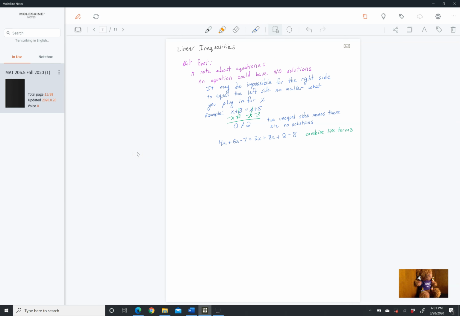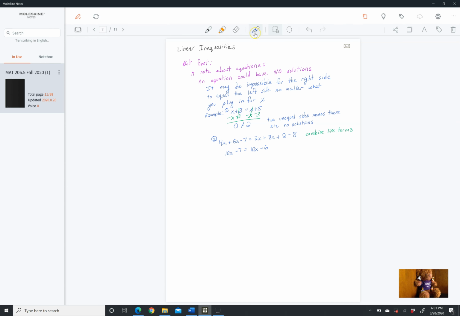So if we combine like terms, and I'm just going to label this 1 and 2, so that you see it's two separate examples. So 4x plus 6x is 10x. So we have 10x minus 7 on the left. And then we have 2x plus 8x, which is also 10x. And then we have plus 2 minus 8, which gives us minus 6. And some of you may see from here that if you have 10x, and in one case you're subtracting 7, but in the other case you're subtracting 6, there's no way that you're going to get the same number.